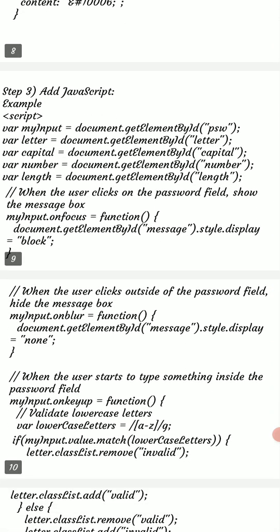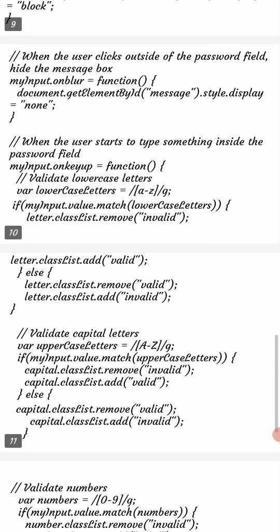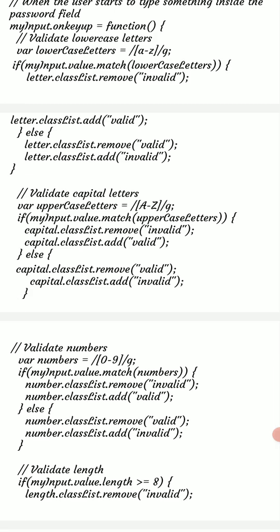You have to type these. And next, add JavaScript. This is the script for the input, and this is the password: the lowercase letter, uppercase letter, capital letter, number, and the password length, that is, at least 8 characters. These are all given. When the user clicks on the password field, if you click on the password field, it will open the message box, and you have to type in the message box. That is given, and to validate capital letters.